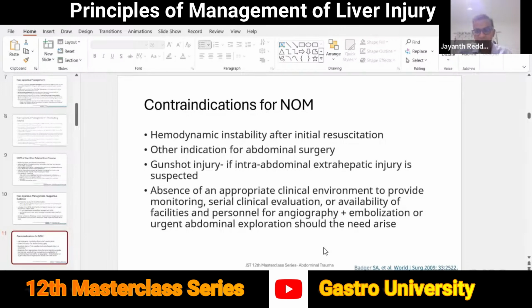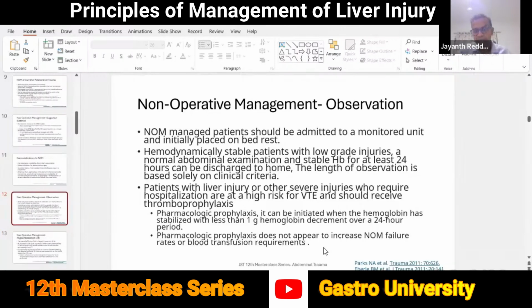If you're considering non-operative management, these patients, like I said, should be admitted to a monitored unit and should be placed on initial bed rest. Hemodynamically stable patients with low-grade injuries and normal abdominal examination with stable hemoglobin for about 24 hours could potentially be discharged home. The length of observation in these patients is based on clinical criteria alone. Patients with more severe liver injuries require hospitalization, and these patients are at higher risk of venous thromboembolism.